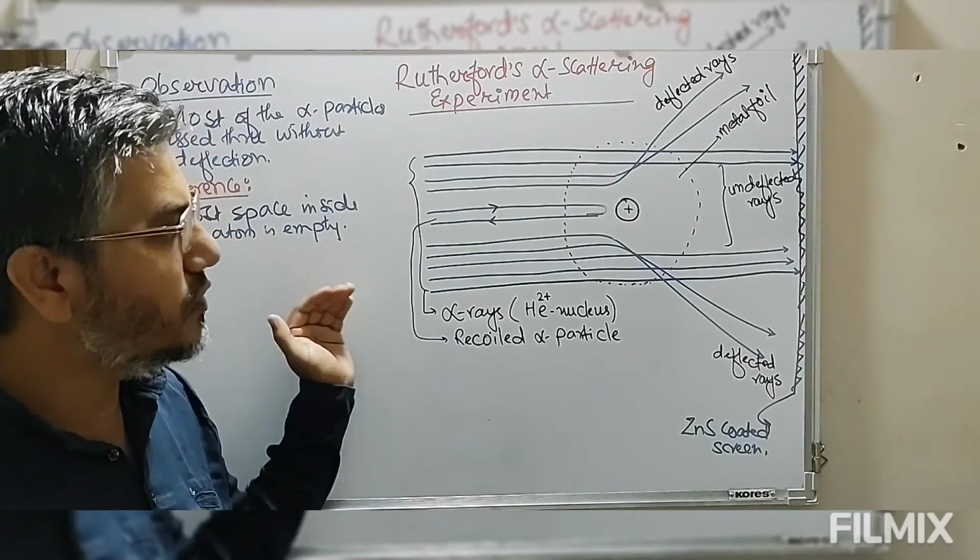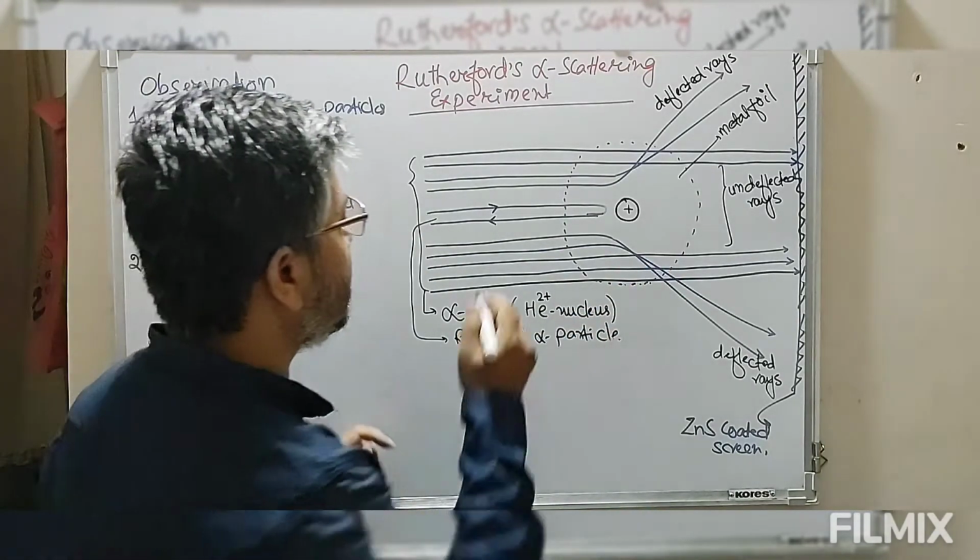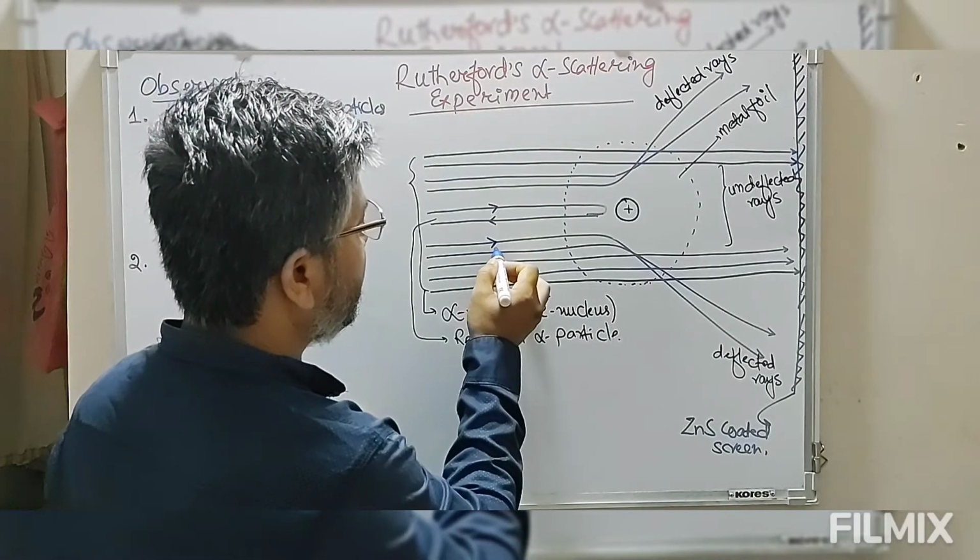particles were found to deflect from their normal pathway by some angle. So now this is the alpha particle which is being struck.